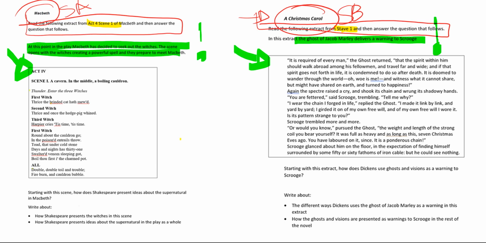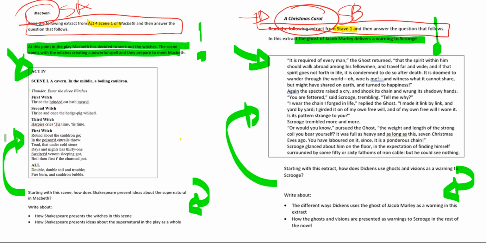Okay, first thing I like to do is actually not read the extract first, actually read the question first. Because then when you go back to read the extract, you can read it with a bit more focus. So we're going to start with Macbeth. Starting with this scene, how does Shakespeare present ideas about the supernatural in Macbeth? So that's my question focus. I'm not being asked about the character of Banquo or the relationship between Macbeth and Lady Macbeth. I'm being asked about ideas about the supernatural.